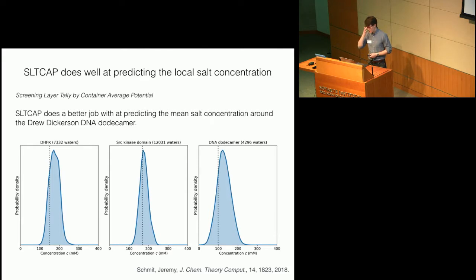In the process of writing this up, Jeremy Smith got in contact with John and me and let us know about his paper that he released, which had a mean field approach to predicting the local salt concentrations in biomolecular systems. You can see that it does okay at all these systems, but does a much better job at reproducing the mean in the DNA system.